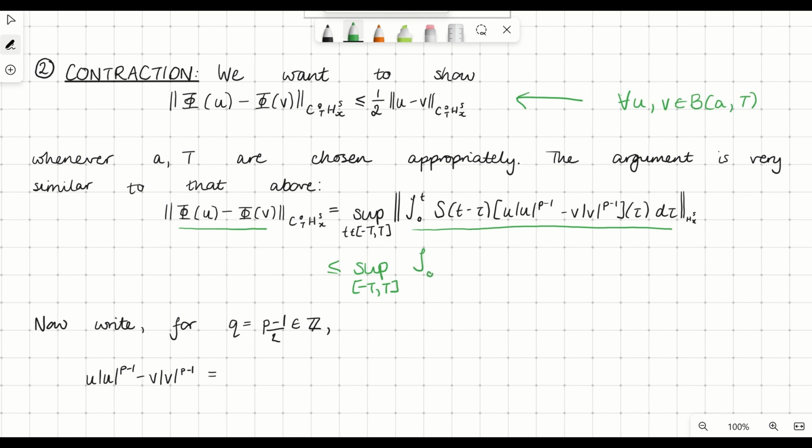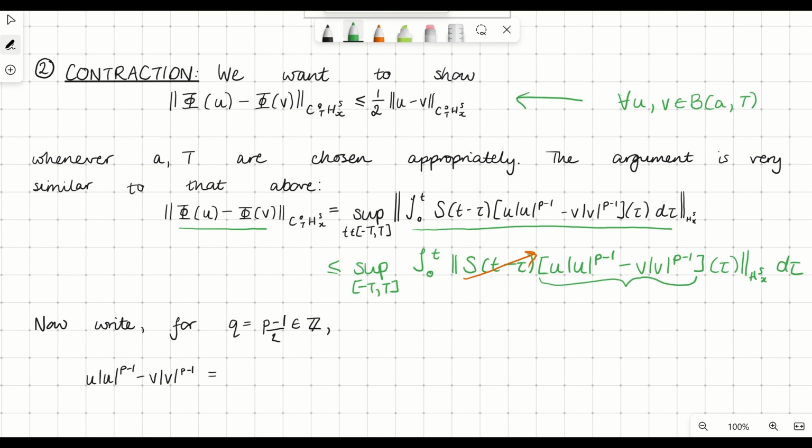So we have the integral from 0 to t of the H^s norm of S(t−τ) applied to u|u|^{p−1} minus v|v|^{p−1}, evaluated at τ, dτ. As we said before, this S(t) acts as an isometry, so it has no effect on the norm. So we just have to evaluate this difference in H^s.